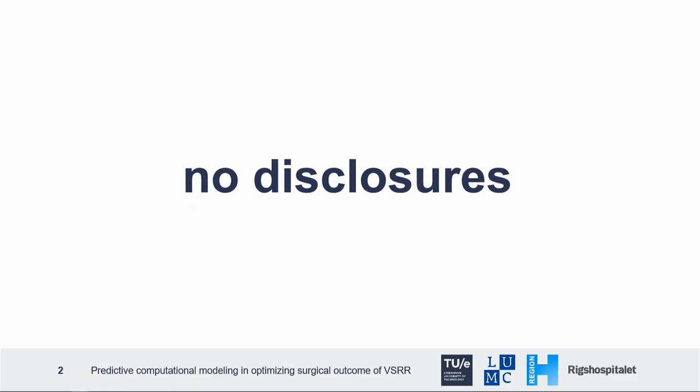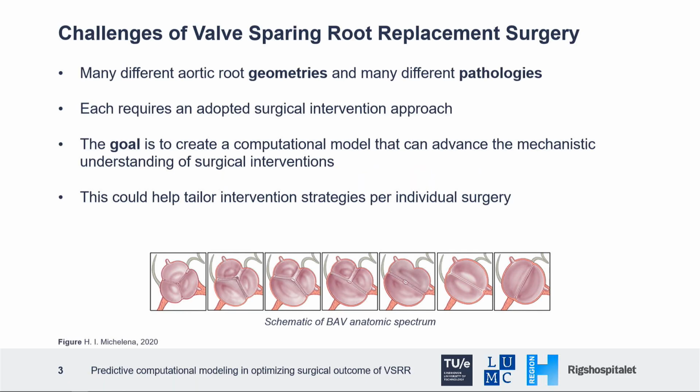I have no disclosures. So the challenges of valve-sparing root replacement surgery, or VSRR, as you'll hear through my talk, there are many different geometries, different pathologies we have to take into account, and each requires an adopted surgical intervention. The goal is to use a model eventually that we can use pre-operative and pre-surgical planning to tweak and vary the different approaches we have in our surgical toolbox and see how that most effectively can lead to a healthy coaptation of the aortic valve.